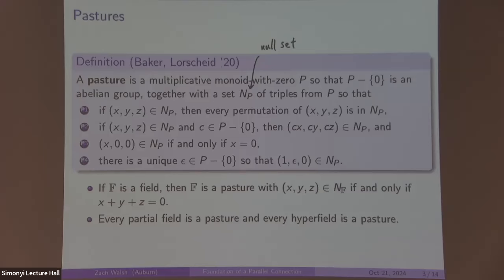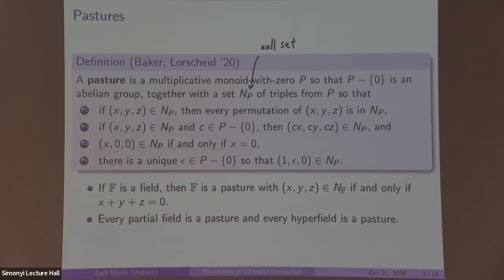The first property: if I have a triple X, Y, Z in my null set, then every permutation is also in the null set, because addition over fields is abelian. And if I have a triple in the null set, I can scale it and get another triple in the null set. And 0 is unique in this sense here.